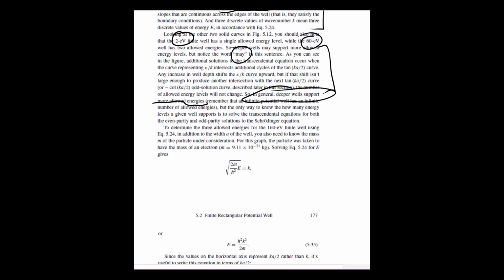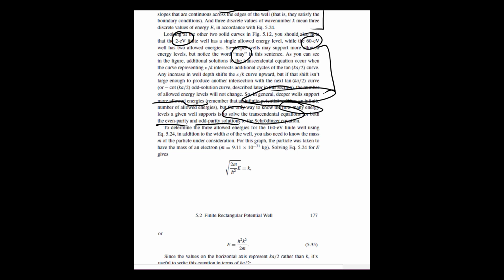After all, the infinite potential well had an infinite number of allowed energies. But the only way to know how many solutions there are, that is, how many energy levels in a given well form acceptable solutions, is to solve the transcendental equation, and don't forget to use both even parity and odd parity solutions to the Schrödinger equation.